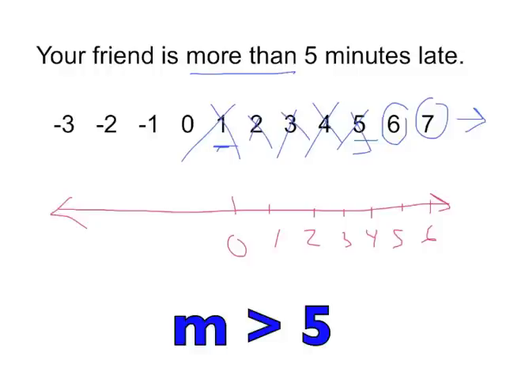So the boundary is 5. Anything less than 5 is not true. It's not more than 5 minutes. Anything more than 5 needs to be shaded on that side of the boundary because those numbers are true. And the circle that we leave at 5 needs to be an open circle because we don't include 5 itself. We don't put a circle on 6 because we have the fractions in between 5 and 6. Let's say they were 5.5 minutes late. That needs to be shaded because that is more than 5 minutes late.